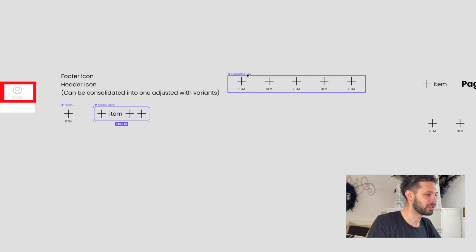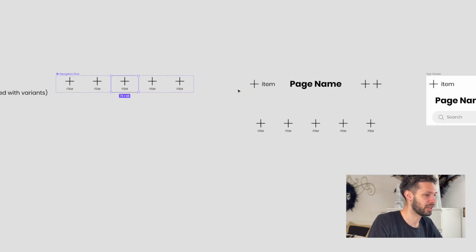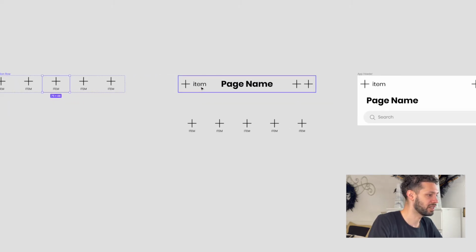Now you can see here's a navigation row. It's 375 pixels wide and 48 tall, so this is roughly equivalent to the tab bar. And you can see it's just five footer icons. If you remove one, it's now four. It sizes dynamically, that's perfect. Now let's look at what would be considered an app header. You have an item here, a main section here, and a right accessory.